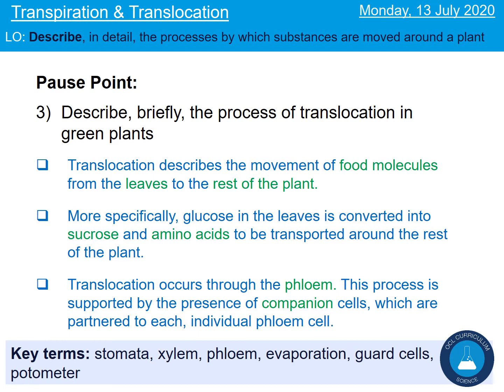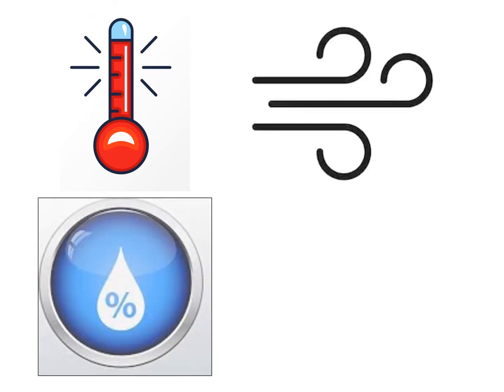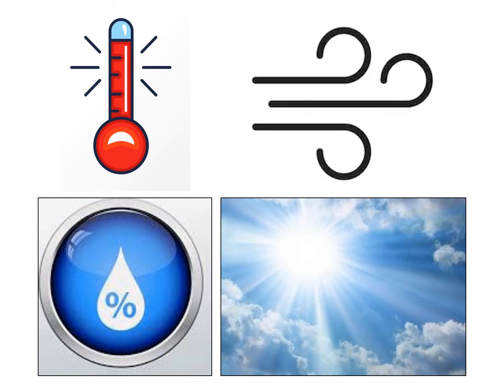This tube-like structure is coordinated with companion cells, which help to ensure healthy function of the phloem. At GCSE, we need to feel confident not only with describing the processes of transpiration and translocation, but also in explaining the effect of different environmental factors on their rates. Transpiration, that is the movement of water from the roots to the leaves, is affected by 4 key variables: temperature, wind strength, humidity, and light intensity.